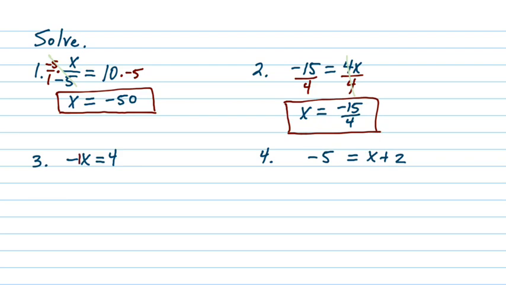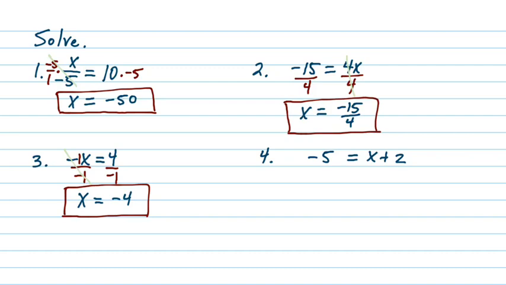Let's look at number 3. Notice a minus in front of x is really a negative 1x. There's no number written there. It's understood that there's 1x there. So we really have negative 1 times x. We want to divide by negative 1 on both sides. Of course, negative 1 over itself is just going to be 1, or 1x. And on the other side, 4 divided by negative 1 is negative 4.